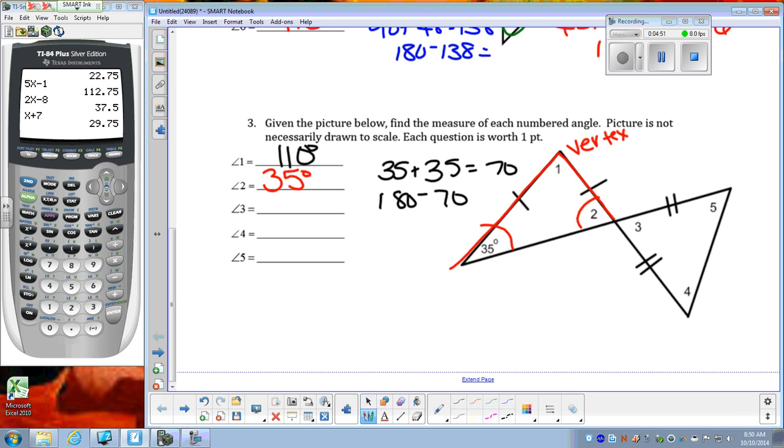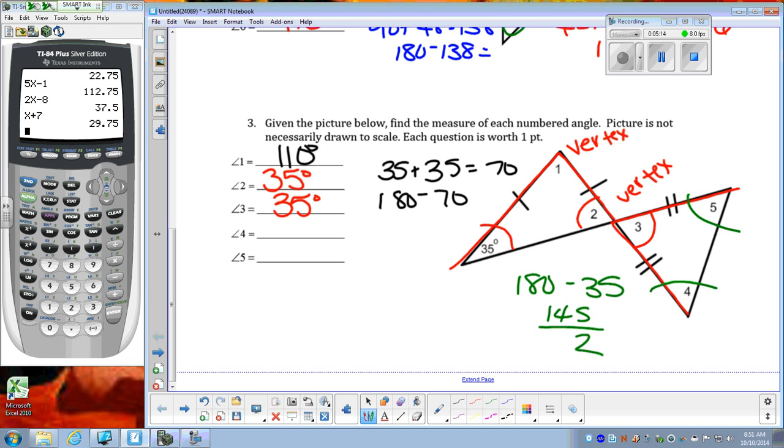Now, since 2 and 3 are vertical, I know that 3 is also 35 degrees. This time, angle 3 is my vertex angle because it's the one made by my two congruent sides. So to find angles 4 and 5, I know they have to be the same thing. So I do 180 minus the 35-degree angle for angle 3. That's 145, and then divide that by 2, and I get that angle 4 and angle 5 are both 72.5 degrees.